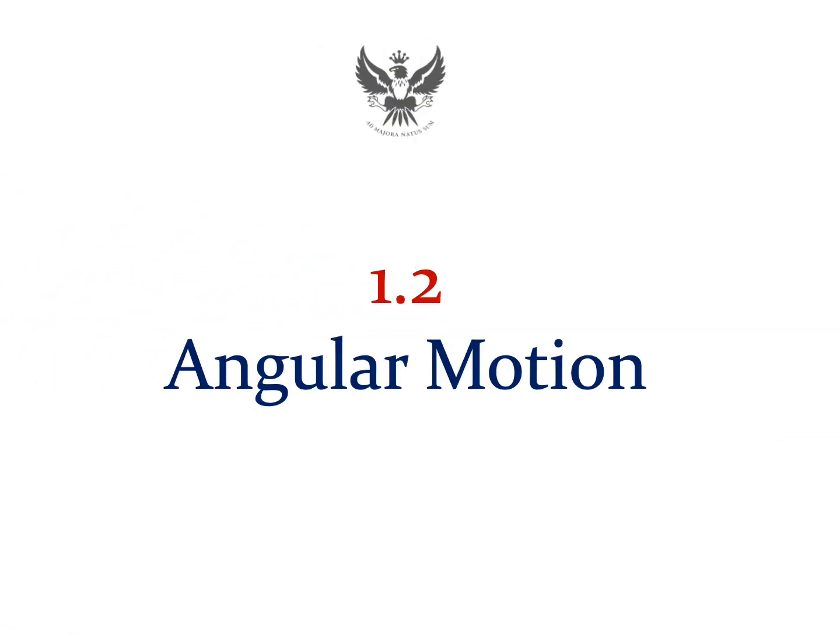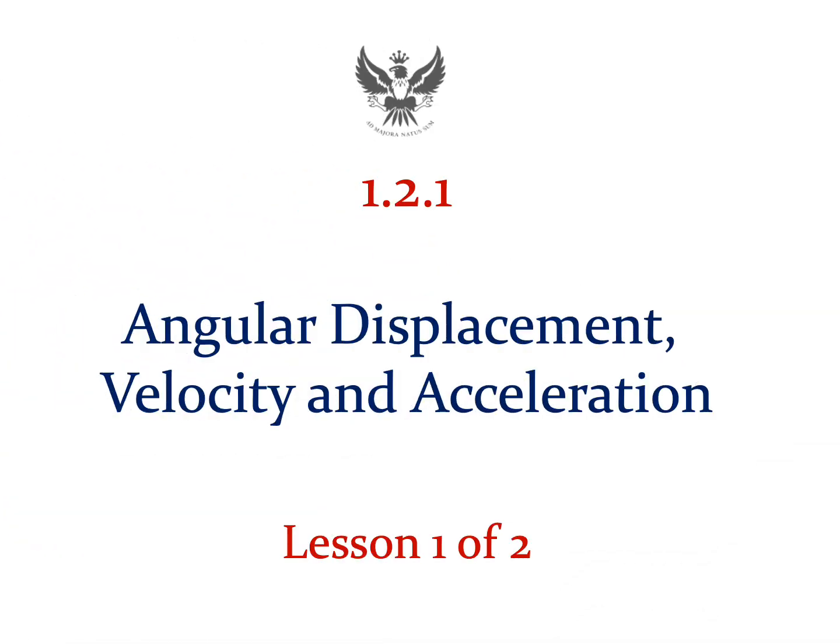Welcome scholars to Advanced Higher Physics Unit 1 Section 2. Section 2 is called Angular Motion. This particular part, 1.2.1, is on angular displacement, angular velocity and angular acceleration. I've spread this over 2 lessons. This is the first of the 2.